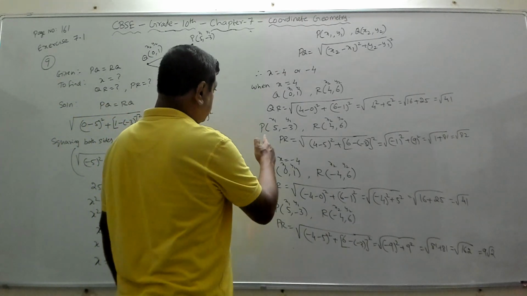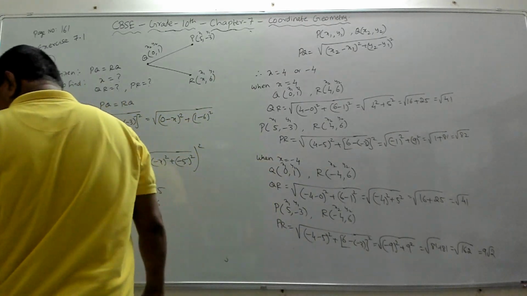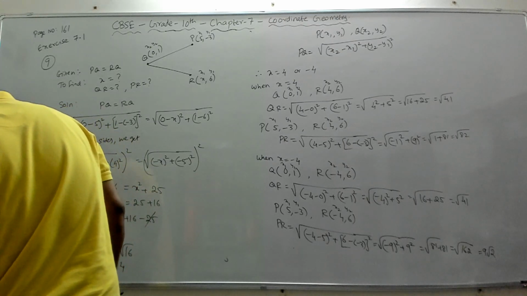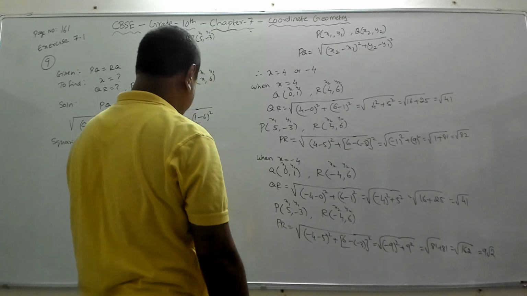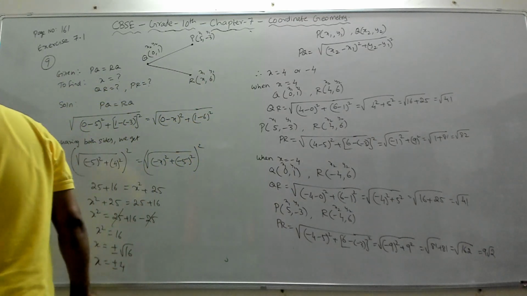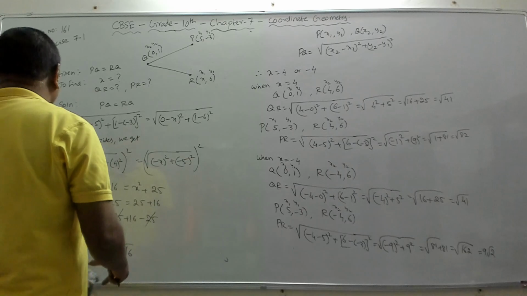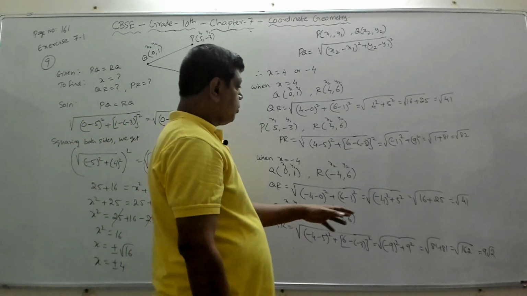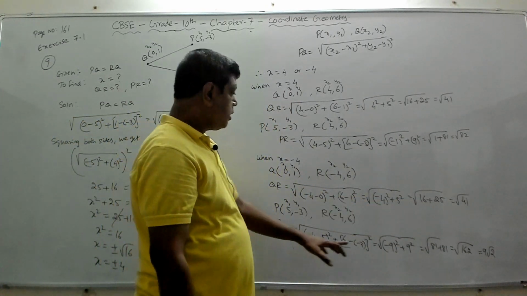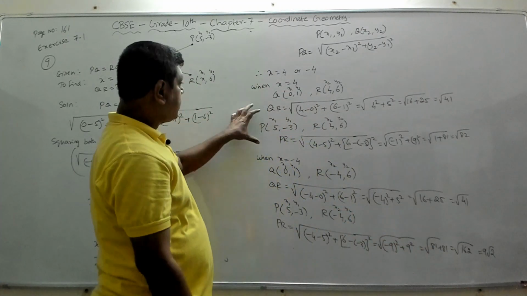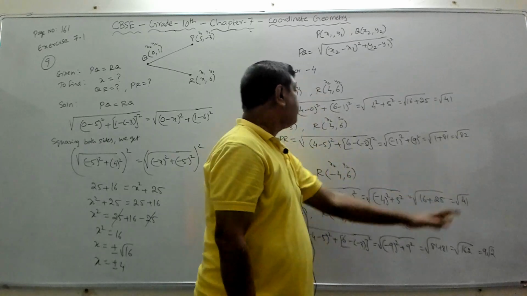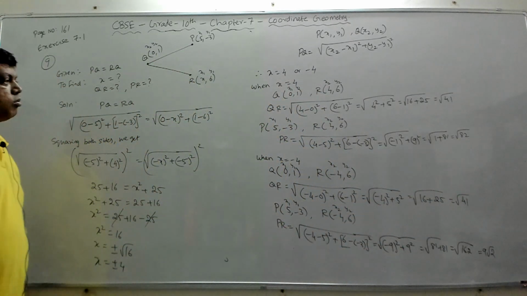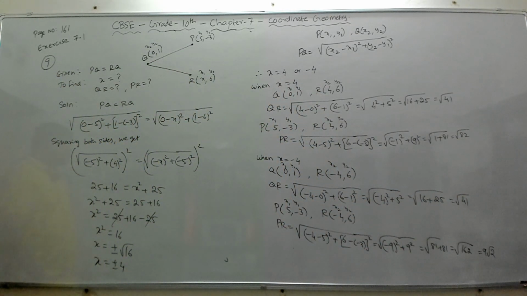So we have found our PR and QR in all the cases. Our QR is root of 41 here and PR is 9 root 2. In this case, your QR is root of 41 and your PR is root of 82 units. So this is how we'll solve this 9th problem. All of you can pause the video and take the notes. I'll go to the next problem, which is problem number 10.